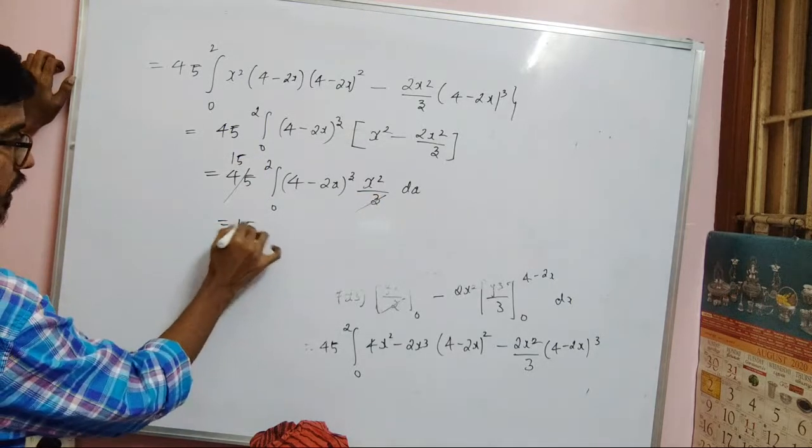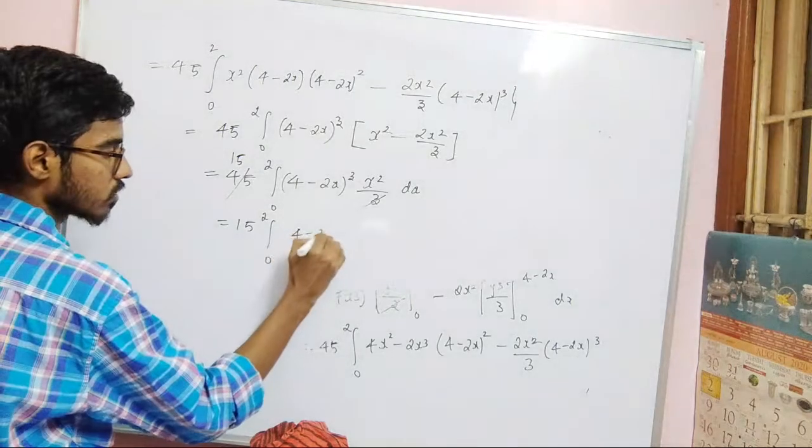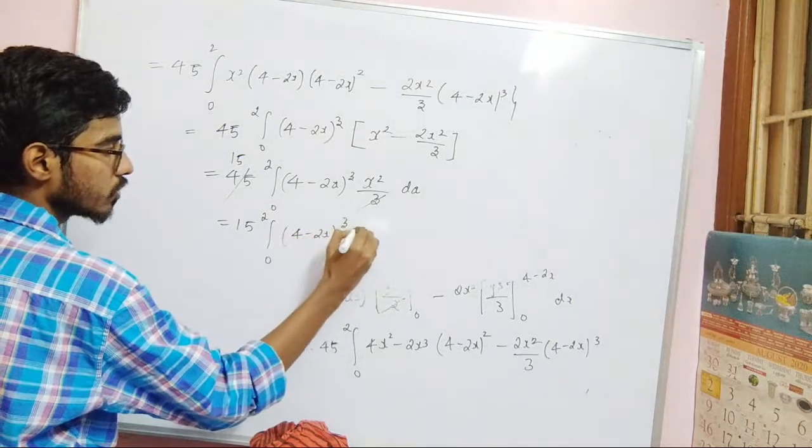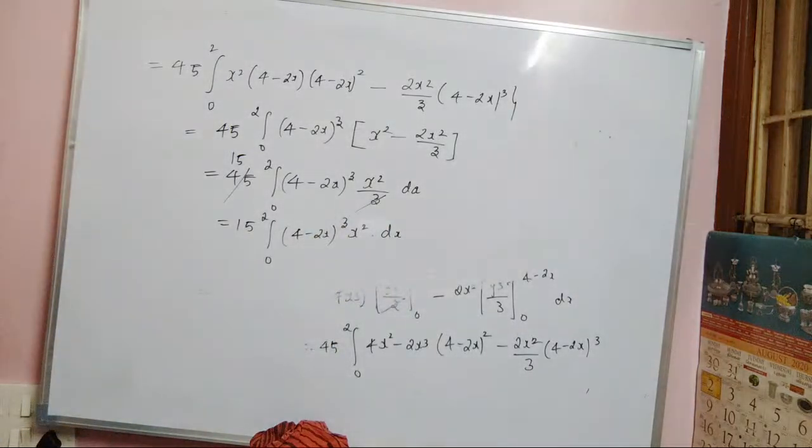So we have 15 integral 0 to 2 (4 minus 2x) whole cube into x square dx.